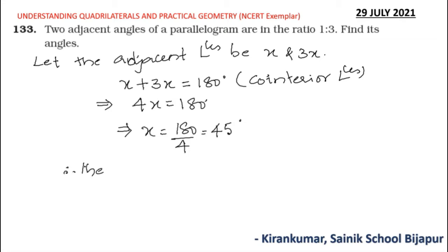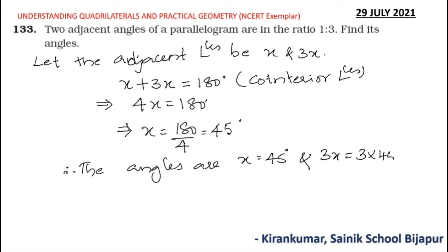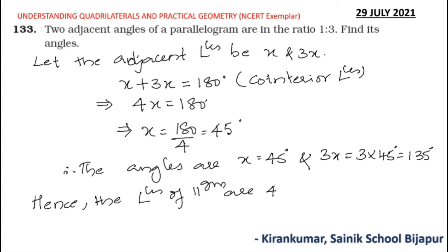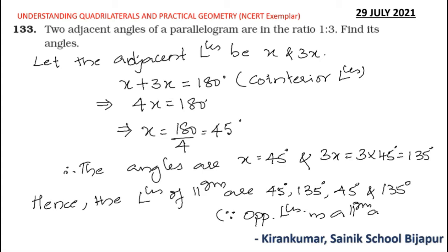Therefore, the angles are x, which is 45 degrees, and 3x, 3 times 45, which is 135 degrees. We all know that the opposite angles in a parallelogram are equal. Hence, the angles of the parallelogram are 45 degrees, 135 degrees, 45 degrees, and 135 degrees. The reason is opposite angles in a parallelogram are equal.